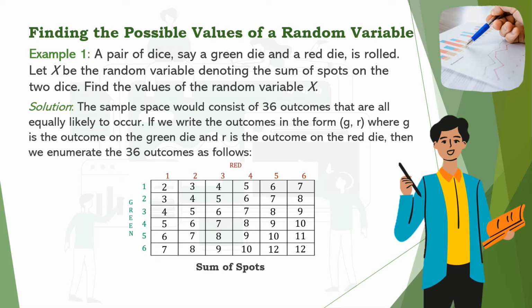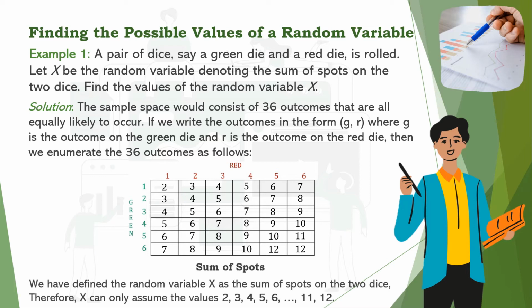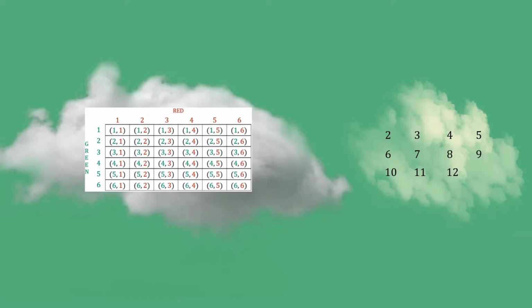So as you can see, we only have values between 2 and 12 inclusive. Therefore, the possible values for x are the whole numbers from 2 to 12. The random variable x as a function is illustrated wherein it assigns to an element in a sample space, say 1, 5, a unique real number which is 6. It is indicated by the arrows in the figure.